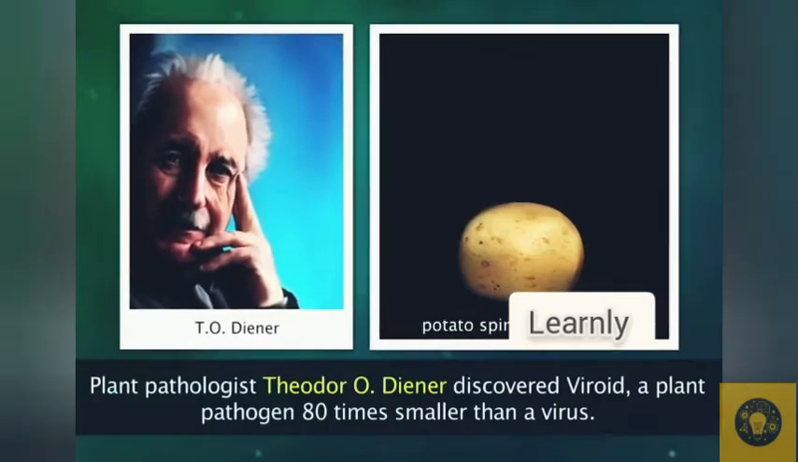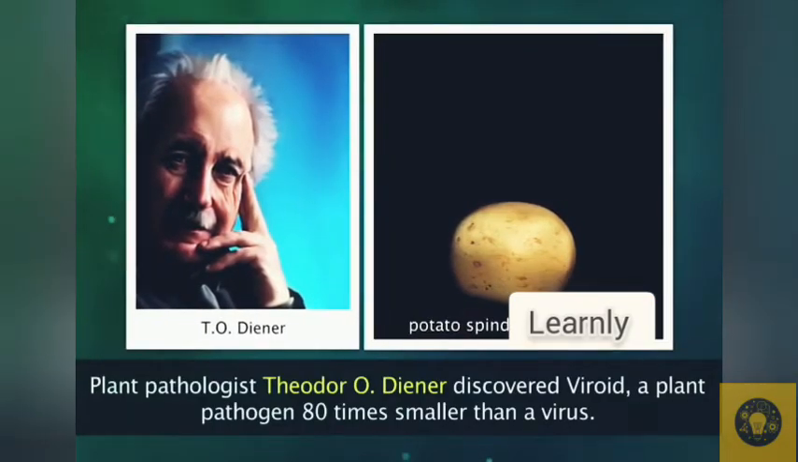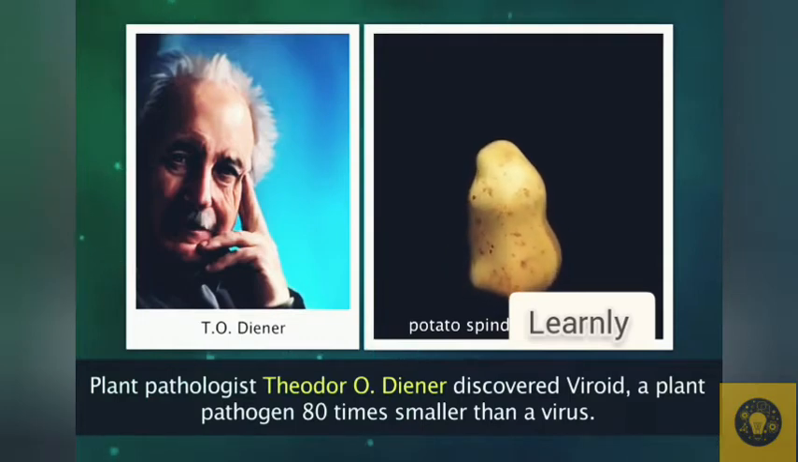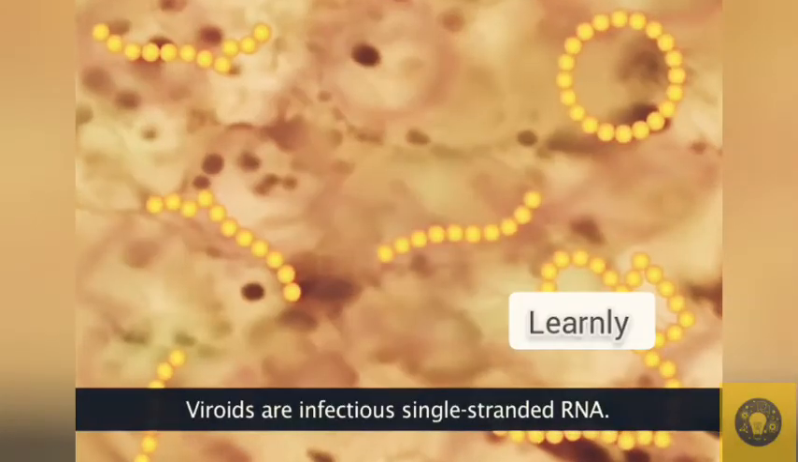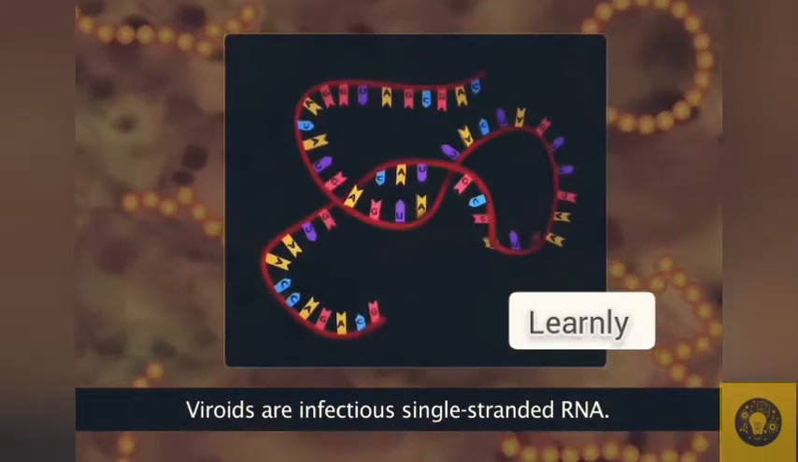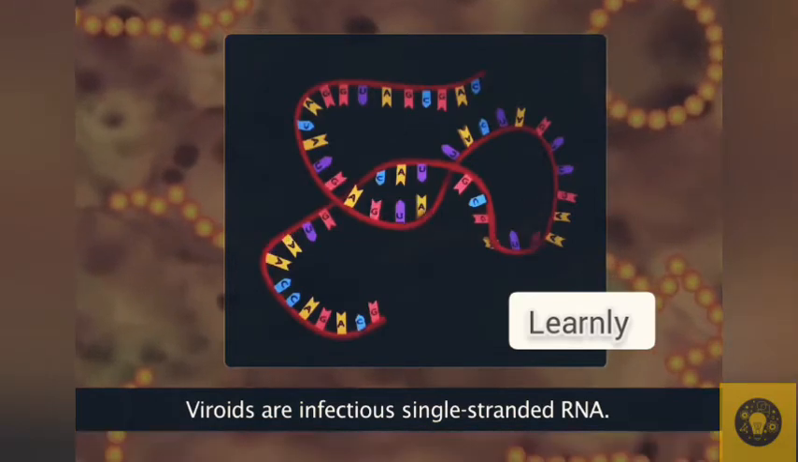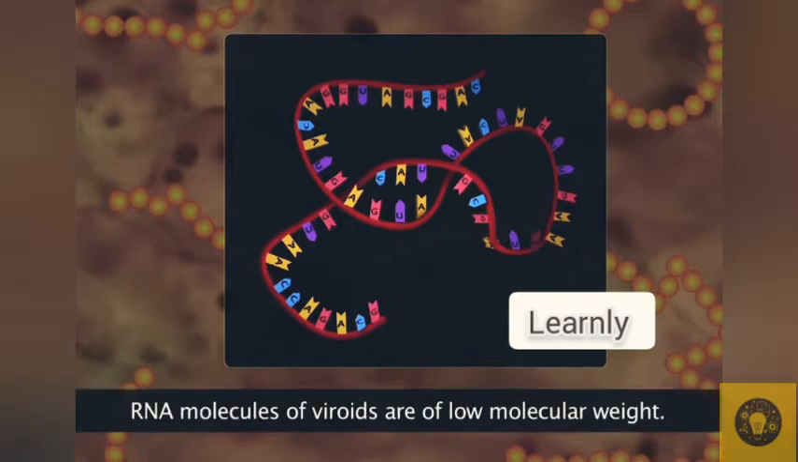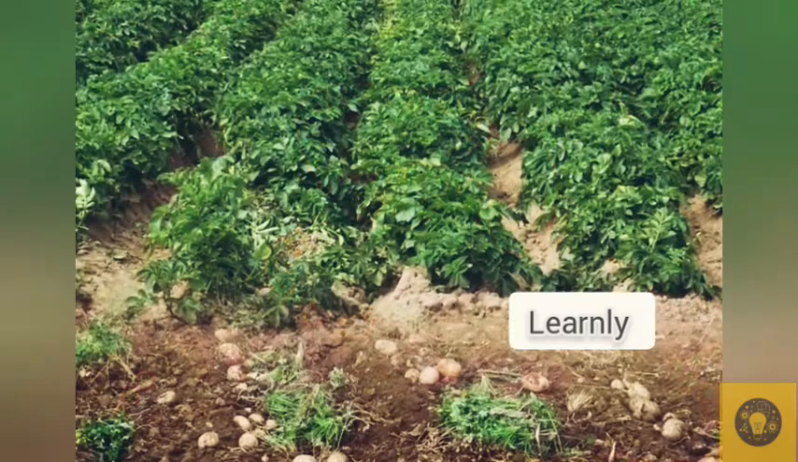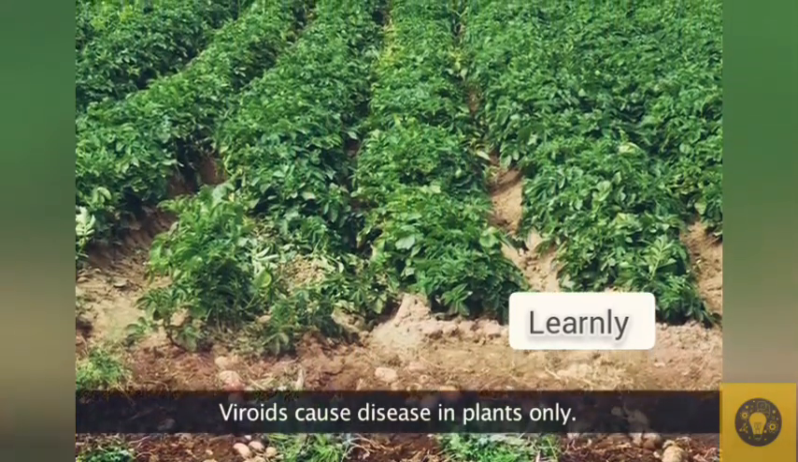In 1971, T.O. Diener discovered an infectious agent that was smaller than viruses and caused the potato spindle tuber disease. He called this infectious agent a viroid. Viroids are a class of extremely simple infectious agents that are smaller than viruses and lack a protein coat. They exist as circular single-stranded RNA molecules, with some double-stranded regions, that contain 300 to 400 nucleotides. To date, they have been found only to cause diseases of plants.